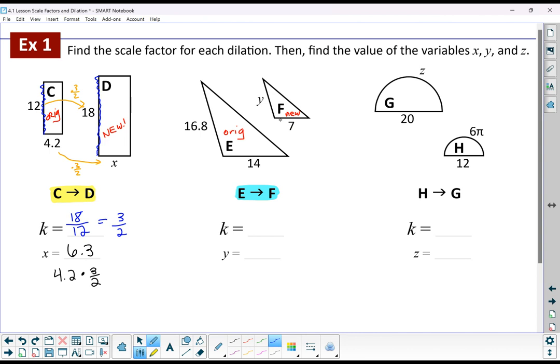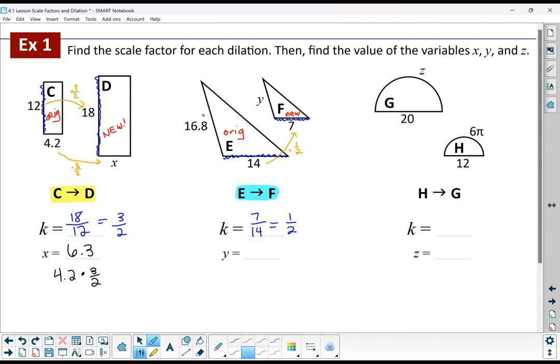So I'm going to use these sides down here because we know that this one is 7 and we know that this one is 14. So if I take the new length and divide it by the original length, that is equivalent to 1/2. So this is a dilation with a scale factor of 1/2. So that means 14 is multiplied by 1/2 to give me 7, and that works for all of the sides.